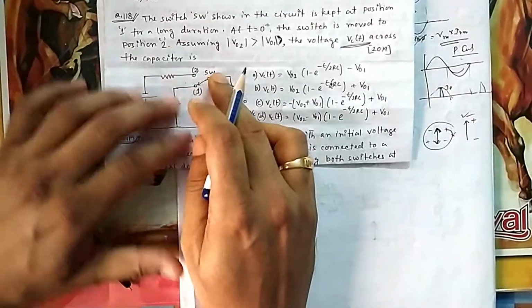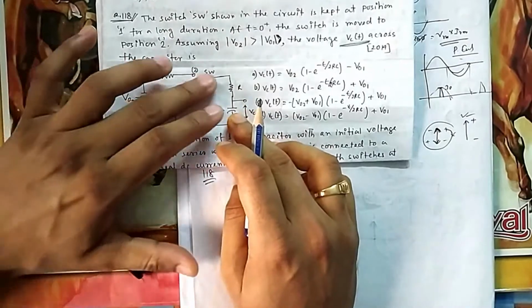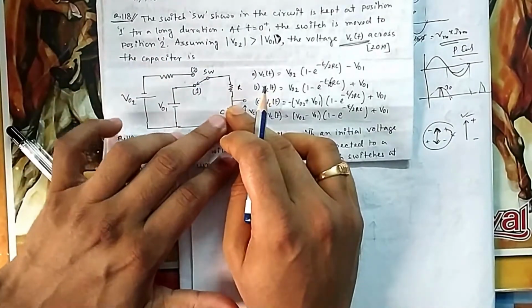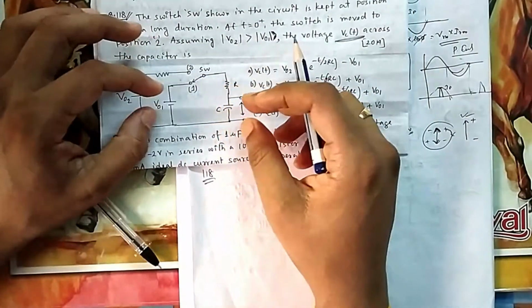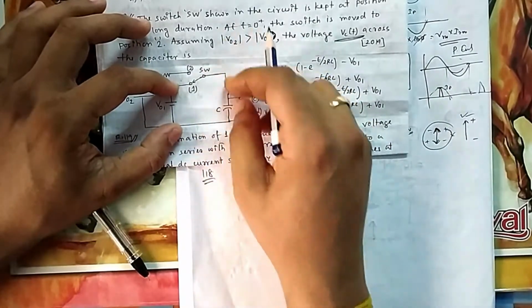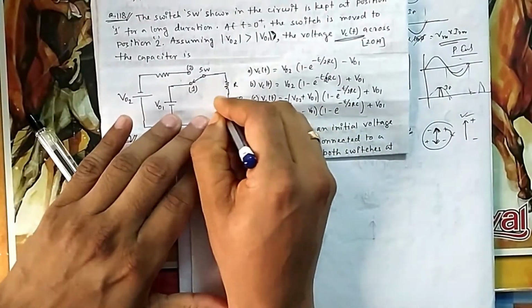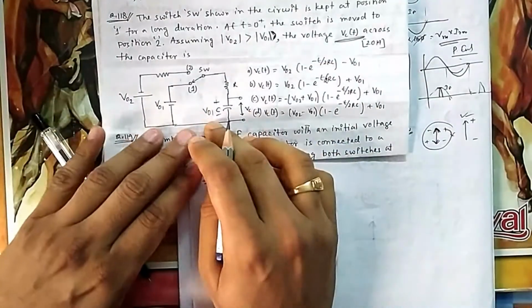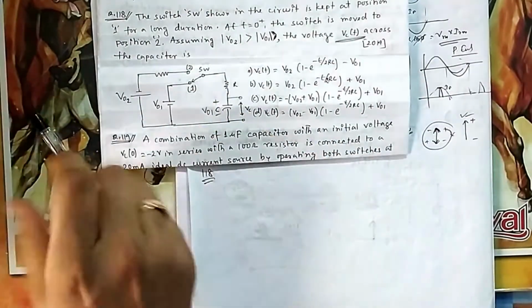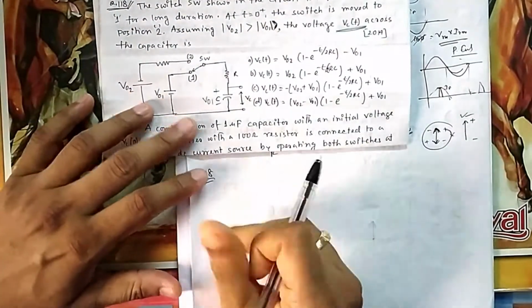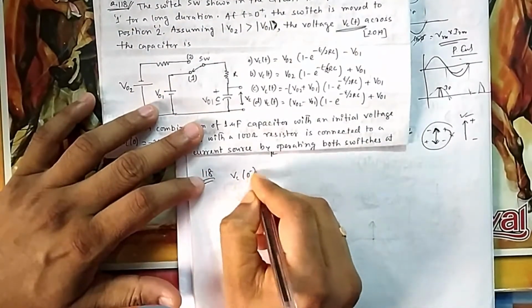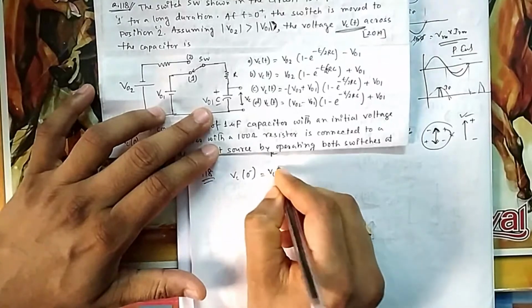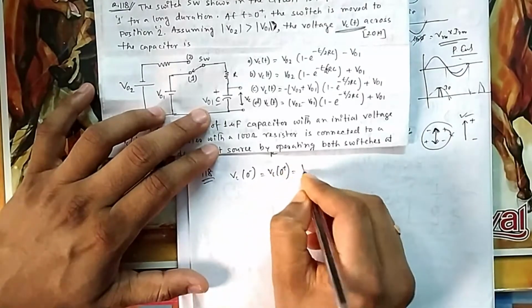Now if the switch was at A for a long duration, then it was in steady state. Steady state means the capacitor got fully charged, so no current is flowing through this. So this voltage is equal to this voltage, that's why no current is flowing. So this voltage will be V01. This is the initial voltage of this capacitor. So VC(0-), see the polarity, VC(0+), that is my V01.